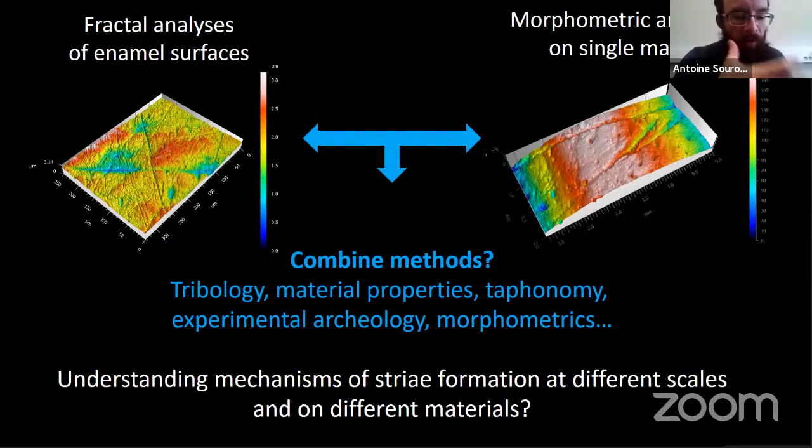And so in the long term, I think there is a potential of this kind of project to understand really the mechanism of striae formation at different scales and on different types of biological materials. But we should be able to get data from the two kinds of biological materials and from things that are occurring at different scales. And yes, thank you for your attention.